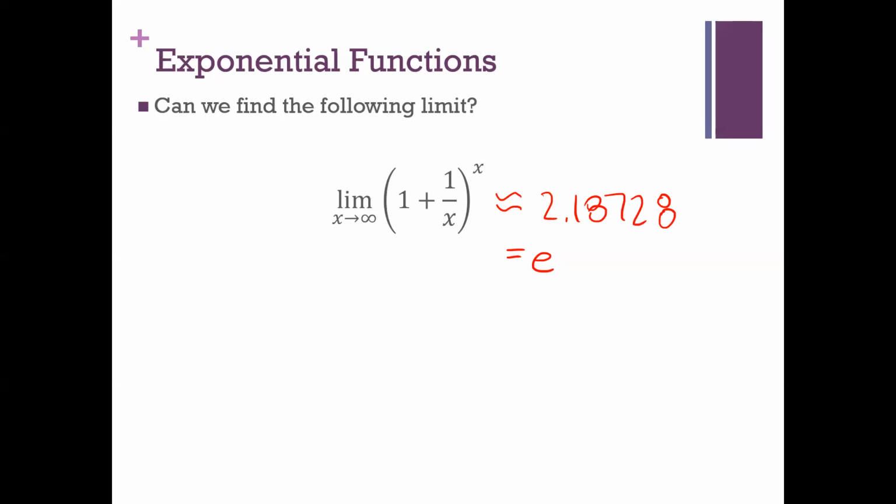Another way you might see this is the limit as x goes to 0 of (1 plus x) to the power of 1 over x. Which is kind of asking the same thing. As x gets really, really small, the inside of this will go towards 1, right? But this exponent will be getting very large.